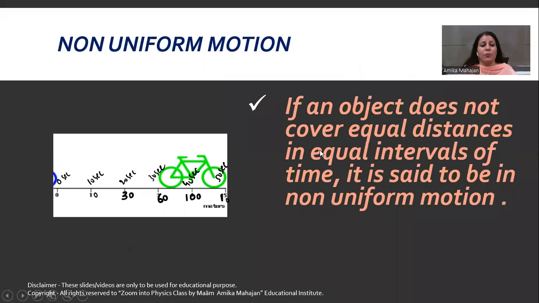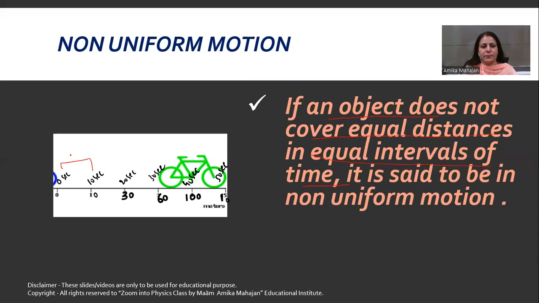Now come to non-uniform motion. From the name itself, it is clear that something is not constant, not the same. Here, the body does not cover equal distances in equal intervals of time. So the body is in non-uniform motion. अगर equal interval of time में equal distance travel नहीं हो रहा तो non-uniform motion होगी.